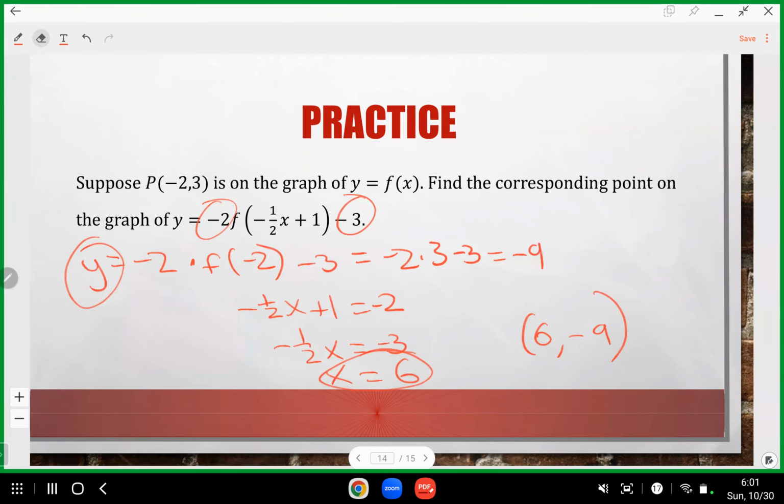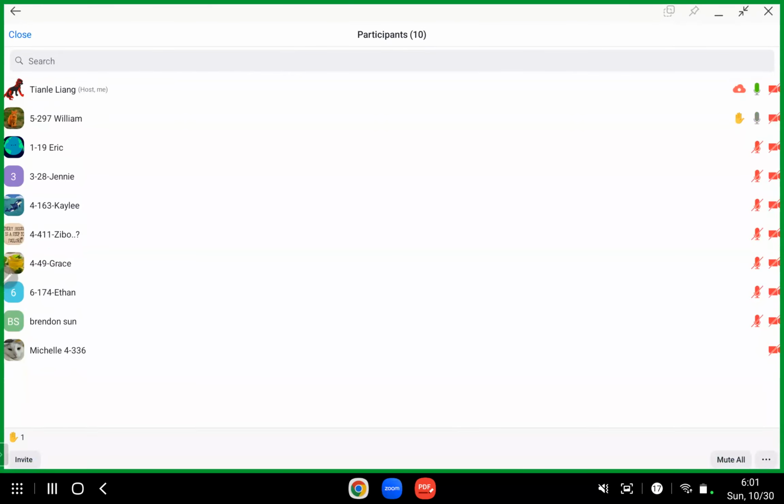After we find the y value, then we go back and set -1/2 x plus 1 equal to x to find the changes in x. It might seem a little bit confusing, but after you use the method a little bit more, it makes more sense. So did I answer your question?